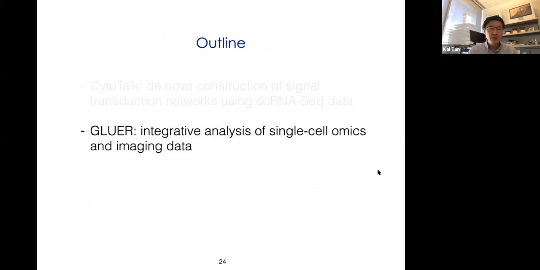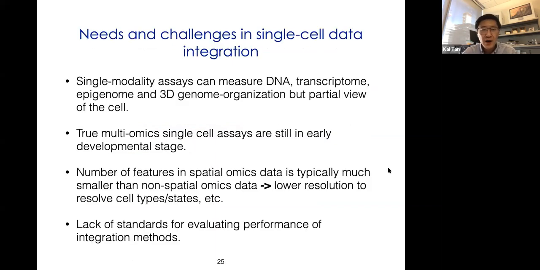So I will switch gears a little bit to talk about GLUR, which is the method we developed to integrate single cell omics and imaging data.